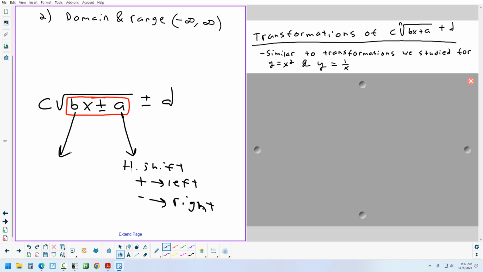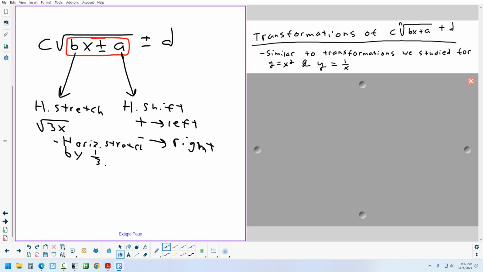Adding or subtracting is a shift. Multiplying is a stretch, but it's backwards. So if you had something like the square root of 3x and you wanted to describe that, that's a horizontal stretch by 1/3. And you might be like, well, wait, you put in a bigger number, but it made it smaller? Yes. The bigger you make that number, the smaller the graph gets.